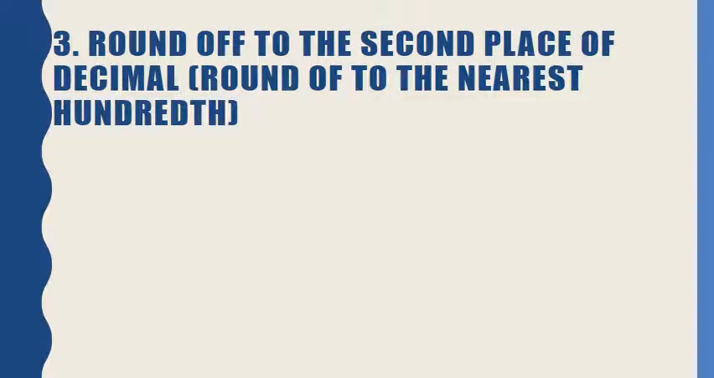Now let's move to the third question of exercise 11B, and this question is round off to the second place of decimal. What is the second place? Well, second place is the hundredth place. So we have to round off to the nearest hundredth place.